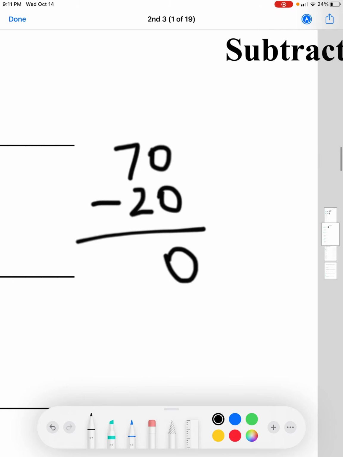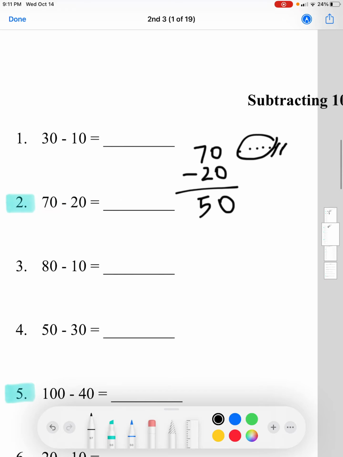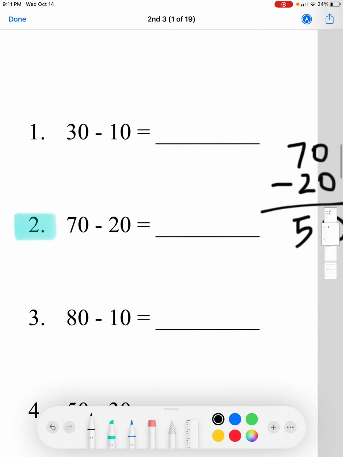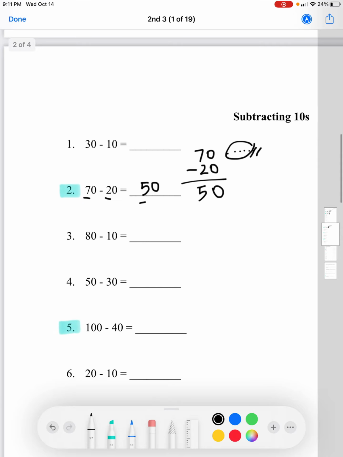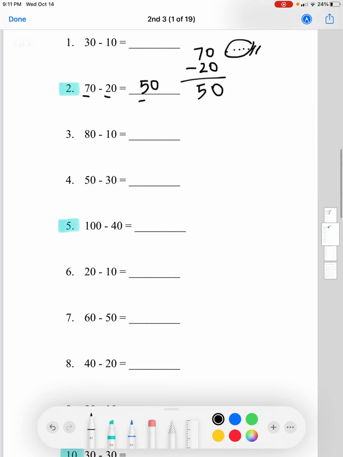You can draw like 1, 2, 3, 4, 5, 6, 7, and then cross out 2, or you can count or use mental math. We're left with 5. So 7 minus 2 equals 5. So 70 minus 20 equals 50. Again, you can just think of it as 7 minus 2 equals 5, which is a more condensed way for the 70 minus 20 equals 50 because we know the zeros are always going to end with 0.